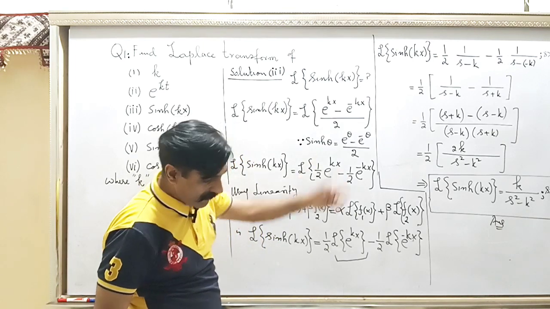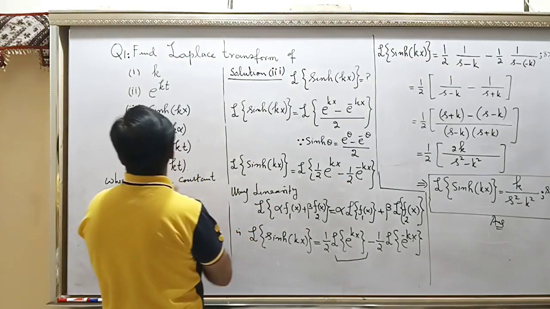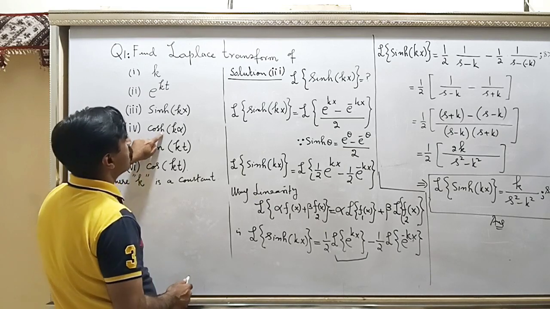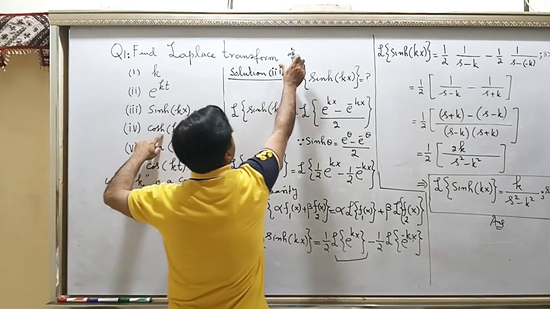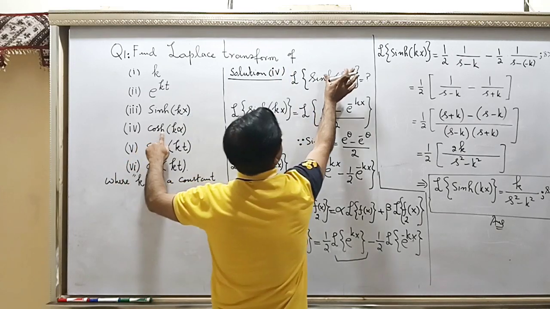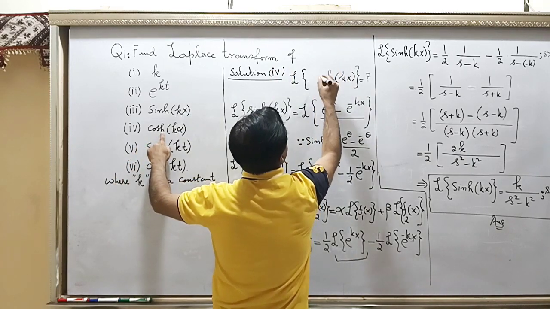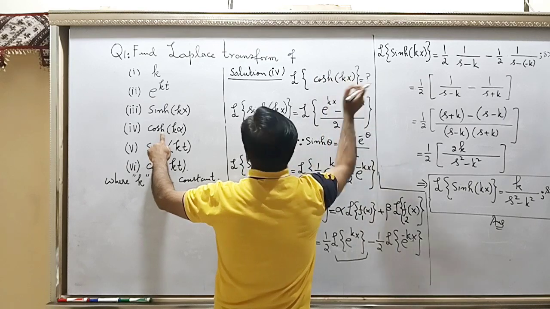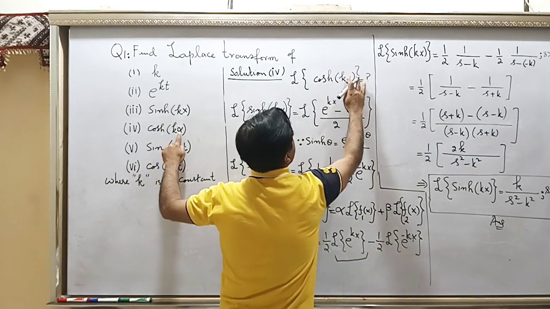Now, the answer is there. Next, there is question number 4, and it is for cos hyperbolic k alpha. Look, this is now solution number 4, and you need to find, in place of sine, the cos hyperbolic k alpha. Here is alpha.